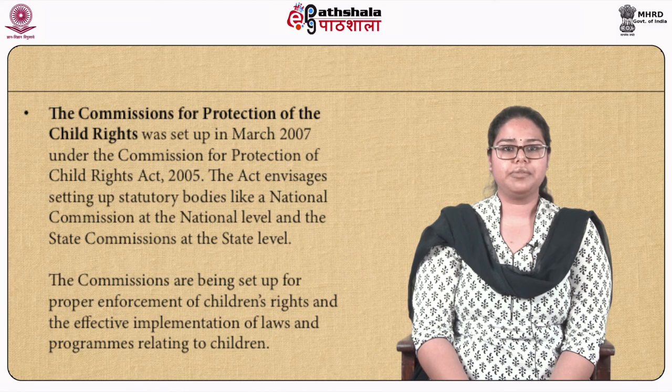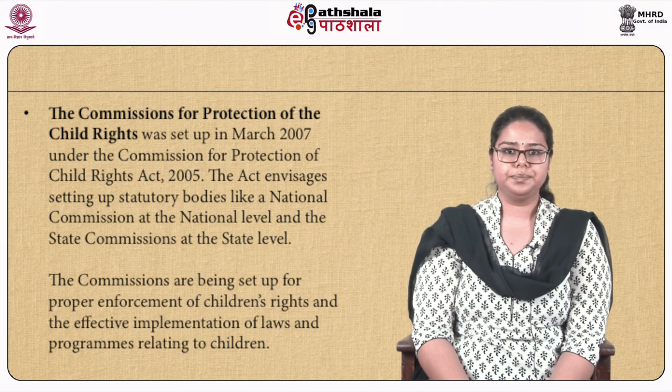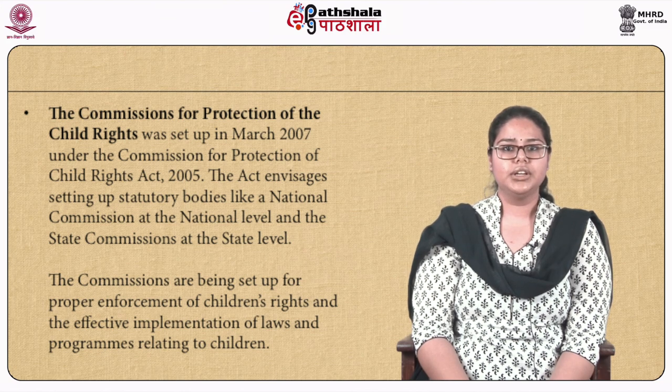Some of the recent initiatives have been the Commissions for Protection of Child Rights. The National Commission for Protection of Child Rights, NCPCR, was set up in March 2007. It envisages setting up statutory bodies like a national commission at the national level and state commissions at the state level for proper enforcement of children's rights. The rules for protection of child rights were notified on 31st July 2006 and the National Commission for Protection of Child Rights was duly constituted. Many state governments have also set up state commissions for protection of child rights. The commissions are authorized to initiate steps to ensure child protection and child rights.